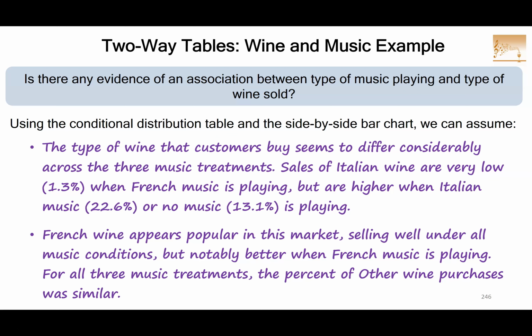It's probably better when French music's playing, but either way. And then if you look at the percent of the wines being sold that are in the other category, so not Italian or French, the percentage sold being other wines is fairly consistent. It's fairly close. It doesn't fluctuate as much as the other two types of wine.